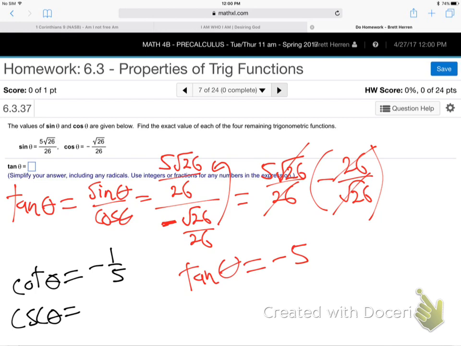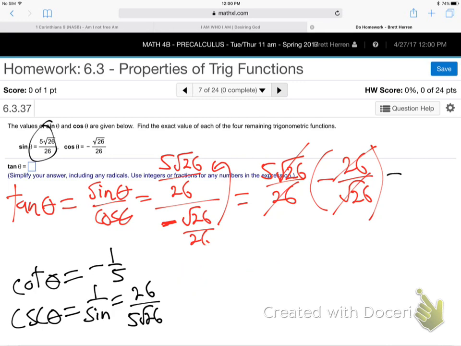What's cosecant the flip of? Sine. He's the flip of sine. Make sure you know that. So the flip of sine is 1 over sine. So basically you just turn the sine upside down. So it becomes 26 over 5 root 26.